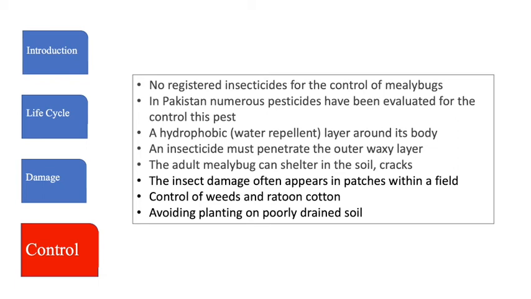The insect damage often appears in patches within a field, along field margins, and poorly drained areas. Mealybugs have numerous weed and crop plants that they use as alternate hosts. Almost any green crop can be its host depending upon the situation. Control of weeds and ratoon cotton and avoiding planting on poorly drained soil is the best management option for the control of mealybug at present.